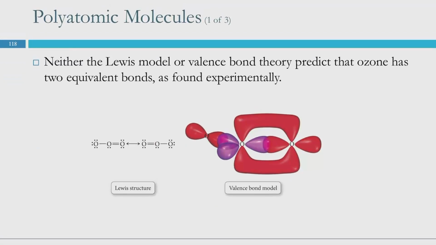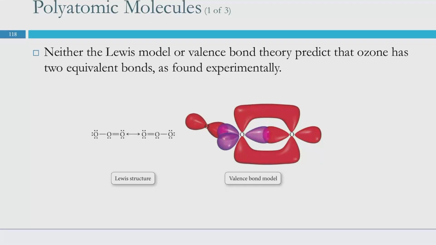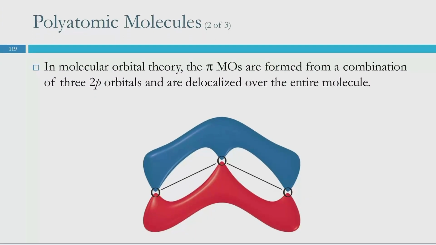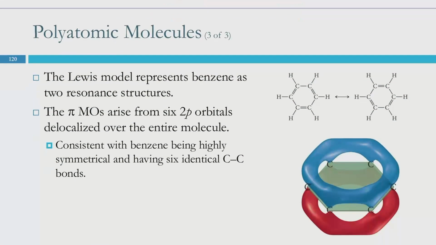For polyatomic molecules, which we're not going to do any MO diagrams for, neither Lewis nor valence bond theory predict that ozone has two equivalent bonds. If we do molecular orbital theory, though, MO theory predicts that those electrons are shared evenly. They're delocalized across these three oxygens. So this would give us equivalent bond strength. And this also works for things like benzene.